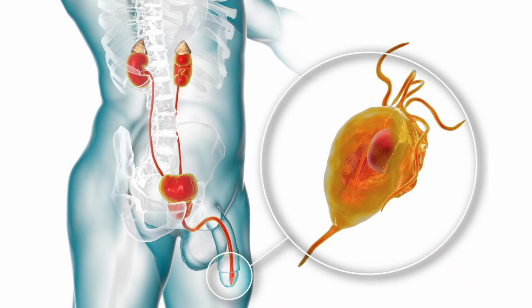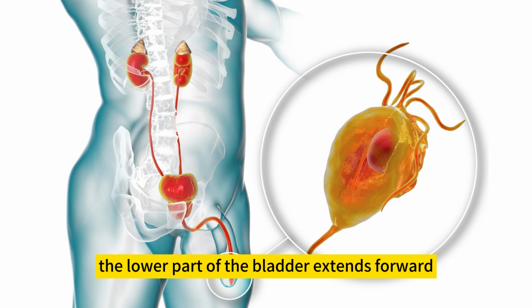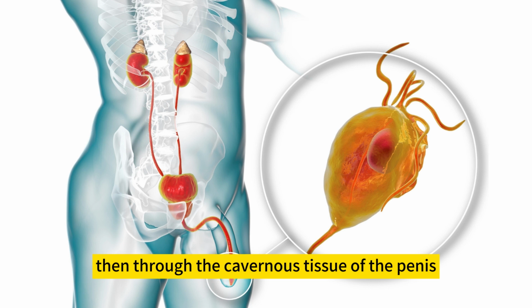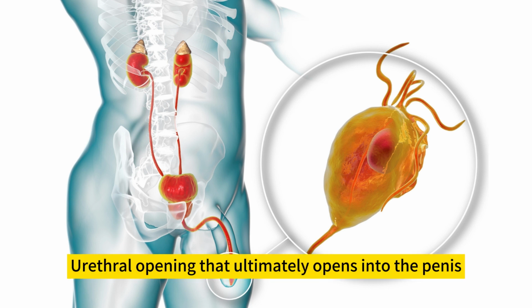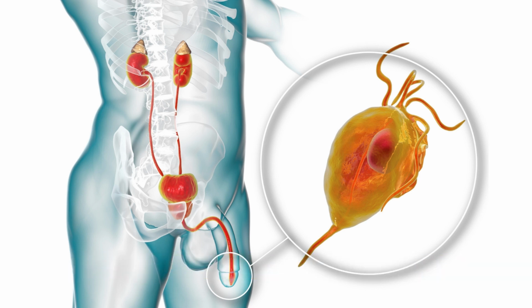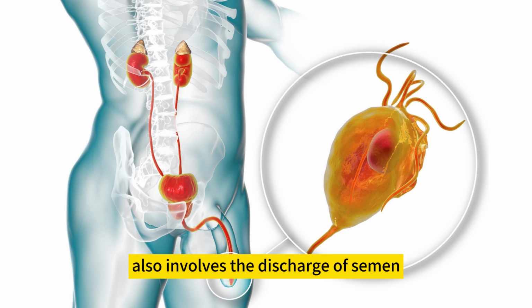Male urethra. The male urethra is longer, about 20 centimeters long. It extends forward from the lower part of the bladder, through the prostate gland, then through the cavernous tissue of the penis, and ultimately opens at the urethral opening of the penis. The male urethra is not just for urination. It also involves the discharge of semen.